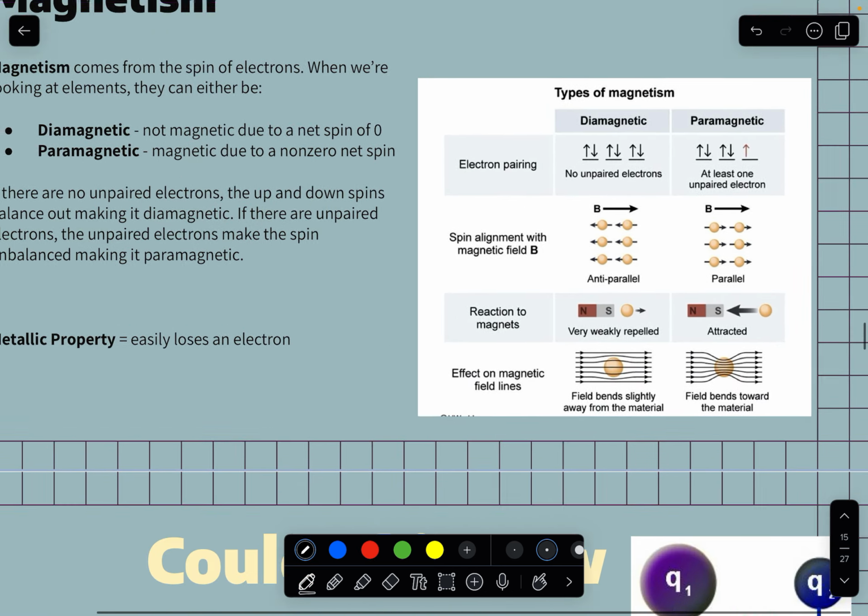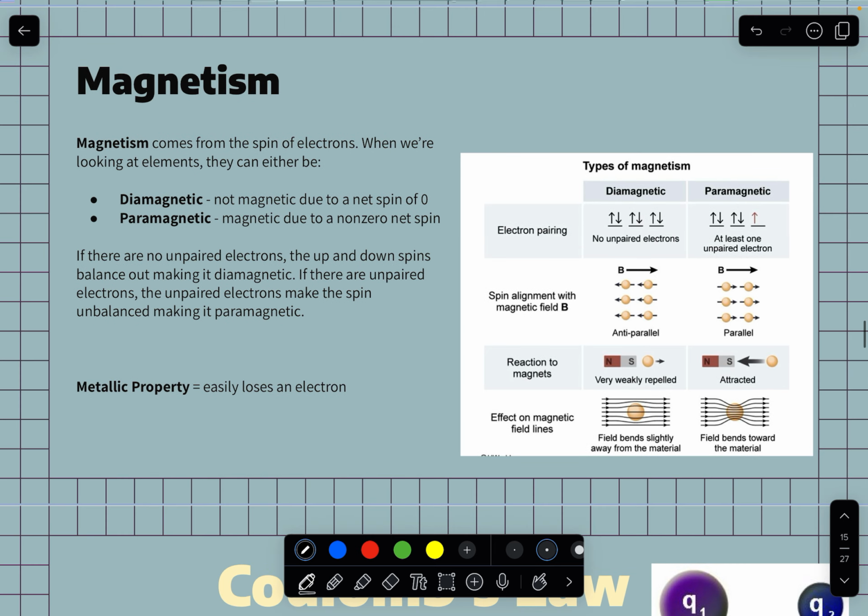All right, so going on to magnetism. We're still talking about electrons, but a different aspect of it. So magnetism comes from the spin of electrons. Okay, so with electron spins, an element can be either diamagnetic or paramagnetic. Diamagnetic is not magnetic. Paramagnetic is magnetic. And that depends on whether the net spin is 0 or non-zero.